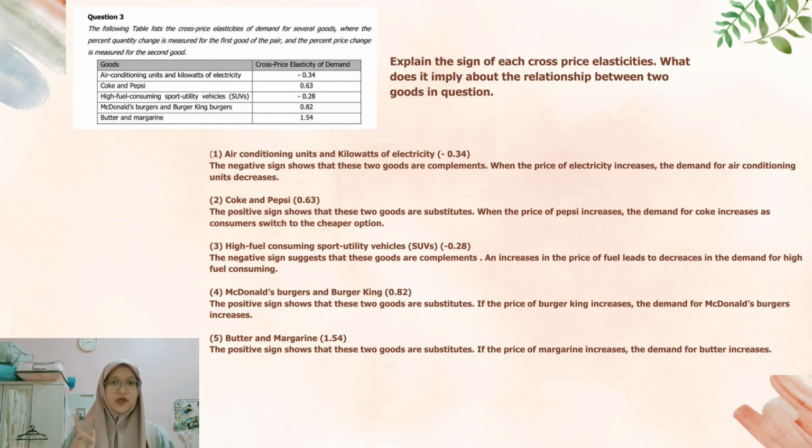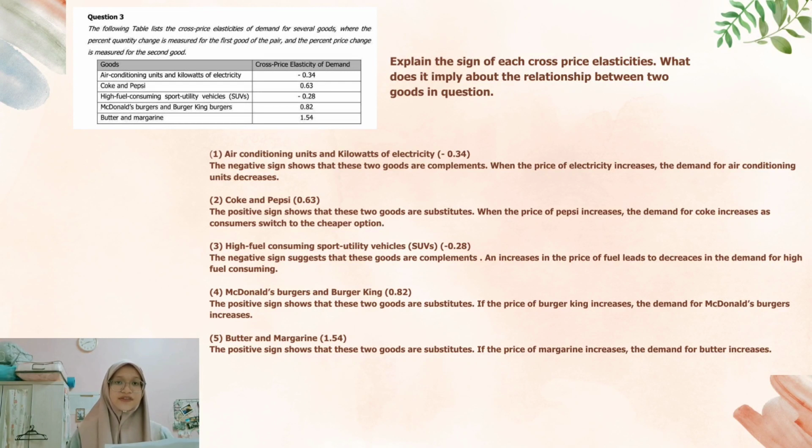The second one is Coke and Pepsi, which is 0.63. The positive sign shows that these two goods are substitutes. When the price of Pepsi increases, the demand for Coke increases as consumers switch to the cheaper alternative. The third one is high fuel consuming sport utility vehicles, which is negative 0.28. The negative sign suggests that these goods are complements, and increases in the price of fuel lead to decreases in the demand for high fuel consuming vehicles.